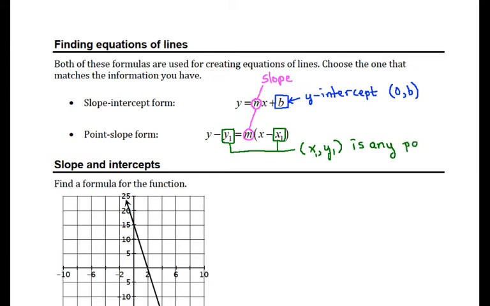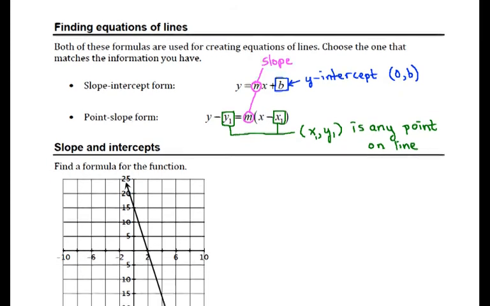So which of these we use just depends on what information we have. If we happen to know the y-intercept, we use the first equation. If we don't know the y-intercept, if we're given maybe another point on the line but we don't know the y-intercept, then we use the second equation.